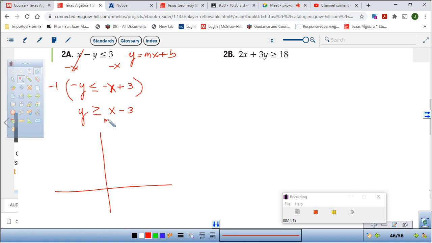This is my m right here. This is my b. M is equal to 1. B is equal to a negative 3. So I'm going to go down to a negative 3. 1, 2, 3. Put my point there. My slope now is going to be 1 over 1. So I'm going to go up 1, right 1. Up 1, over 1. Put my point there.